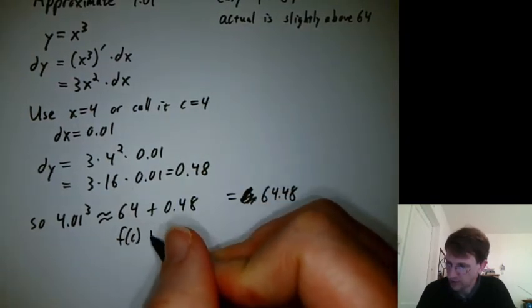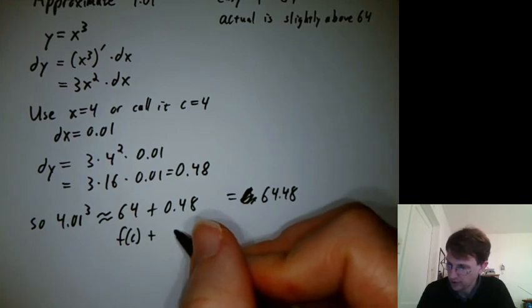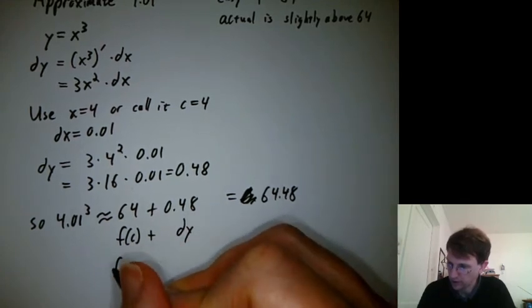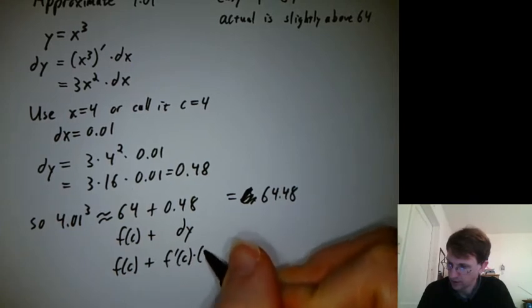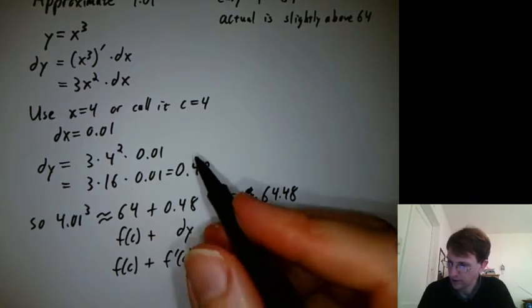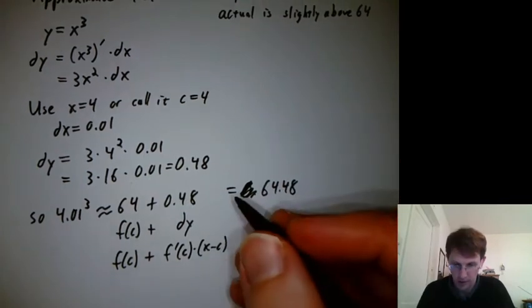And we can think of this, what is 64 here? It's f of c. And what is 0.48? It's dy. Or we could call it f of c plus f prime at c times x minus c, where x minus c was 0.01.